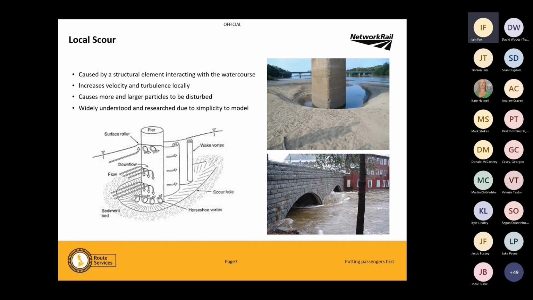You get rollers, so you get the flow hitting the pier and just diving down, and then they roll at the bottom and loosen the sediment up. They actually pick the sediment up and roll around, and you get this sort of teardrop shape. Looks like an aeroplane wing.